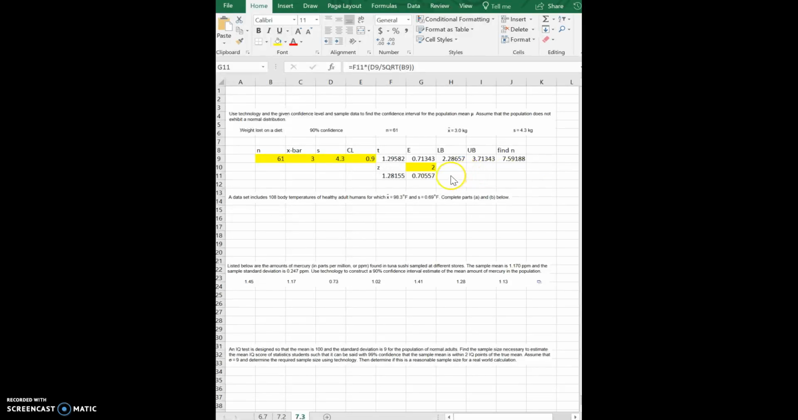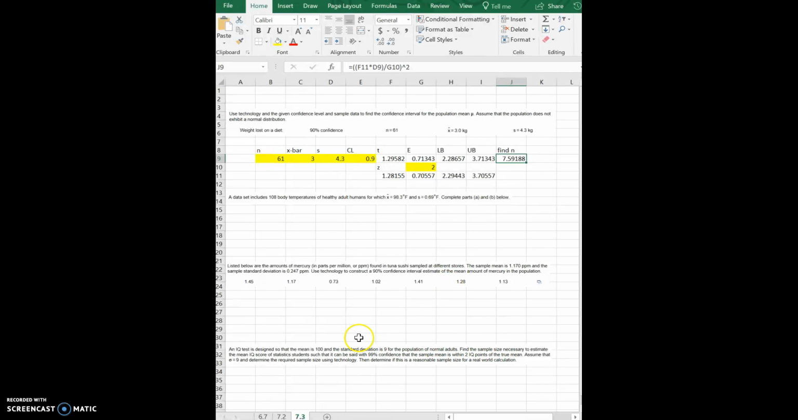Okay, and then same as before, with your error, you do x bar minus the error, and the same thing here, x bar plus your error, and that's how you do it. And then you'll always find n using the z. So now you have literally everything you need.